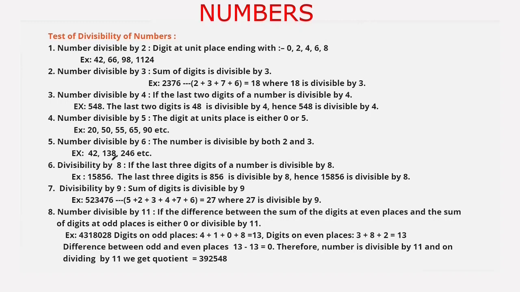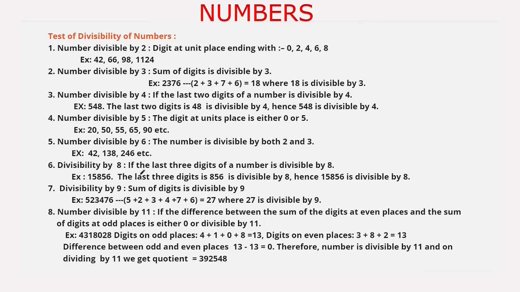138. This is an even number. Hence, it is divisible by 2. And the sum of the digits is 12. Therefore, this number is divisible by 3. Hence, it is divisible by 6. 246. The sum of the digits is 12: 2 plus 4 is 6, plus 6 is 12. And it is an even number. So, it is divisible by both 2 and 3. Therefore, it is divisible by 6.